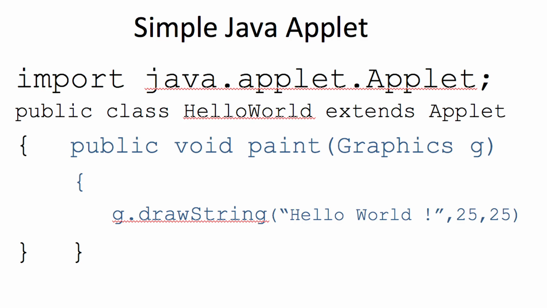Then the second argument is 25 and the third argument is again 25. The first argument is a string, and this string will be displayed at the 25 coordinates of the output screen. So this is the simple program of a Java applet.